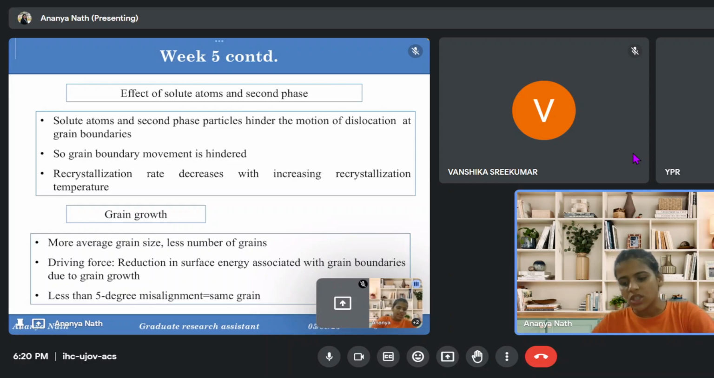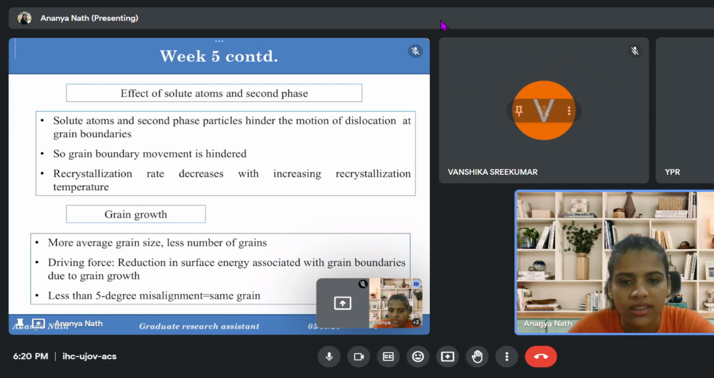So the solute atoms and the second phase particles hinder the motion of the dislocation at the grain boundaries. Obviously, grain boundaries are the high energy zones, in which the dislocations, if they are moving, will get stopped at the grain boundaries.